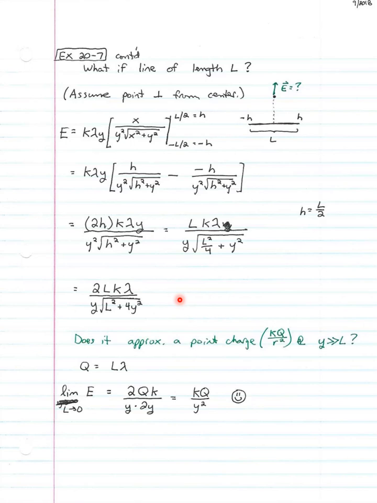And one thing we can think about is, does it approximate a point charge if we get a very large distance from L, meaning y is much, much greater than L? Is it going to look like kq over r squared? Well, let's think. Q, first of all, is the length times the linear charge density. So Q is L lambda. We're going to take in this expression L lambda, replace it with Q. And as you take the limit as L approaches 0, as L gets very, very small, then yeah, it eventually comes out to be kQ over y squared.